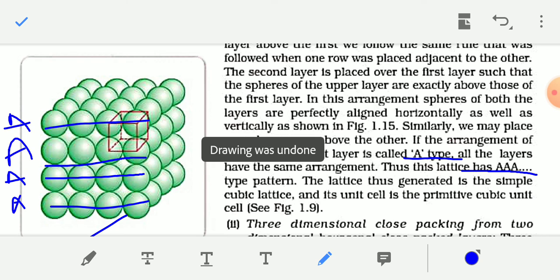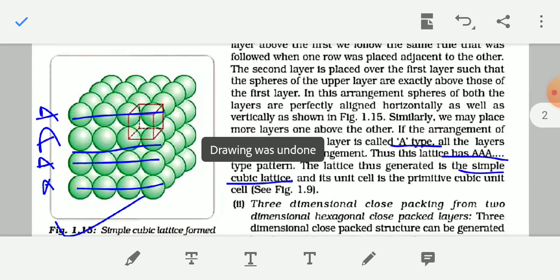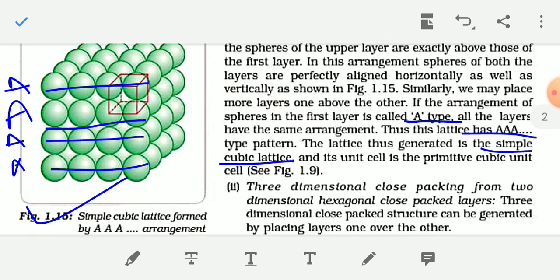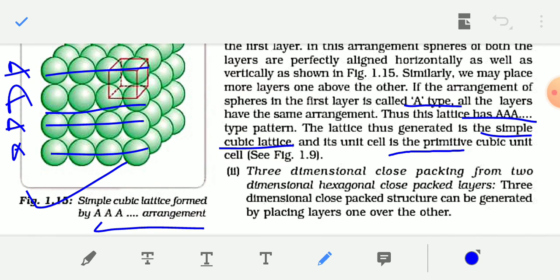The lattice generated is known as simple cubic lattice, and this simple cubic lattice is obtained from two-dimensional square close packing, and the unit cell is a primitive unit cell.